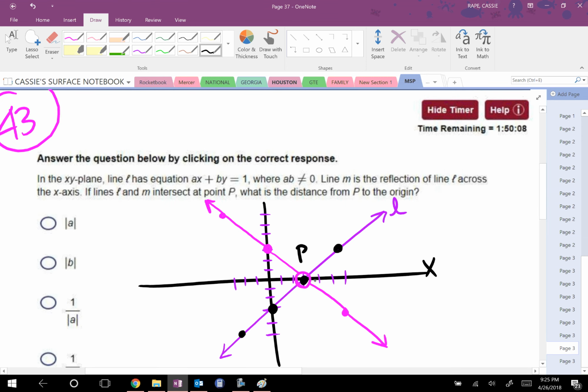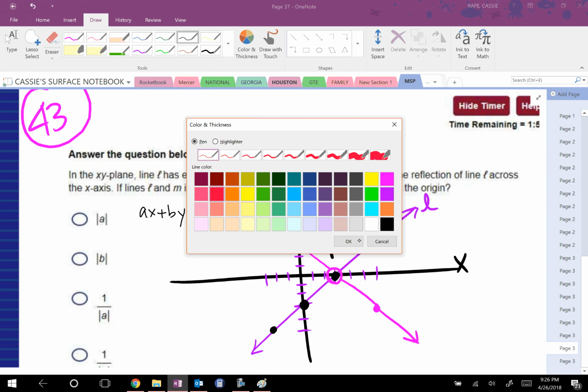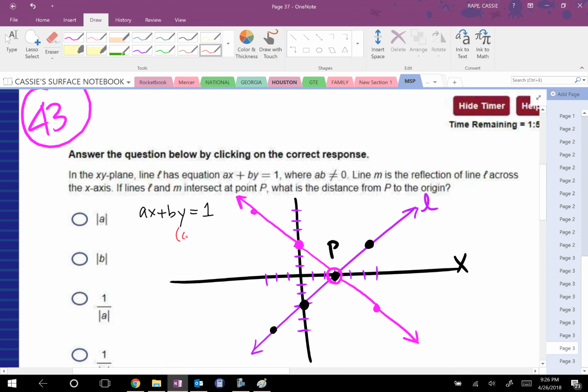So all I need to figure out is, in this generic equation, ax plus by equals 1, what's the x-intercept? Because the x-intercept is going to be where it crosses. The x-intercept, remember, is wherever the y value is 0. So all you have to do is put 0 in here for y. So I'm going to go ax plus b times 0 is equal to 1. Well, b times 0 is 0, so I get ax equals 1, and divide by a. x is equal to 1 over a.